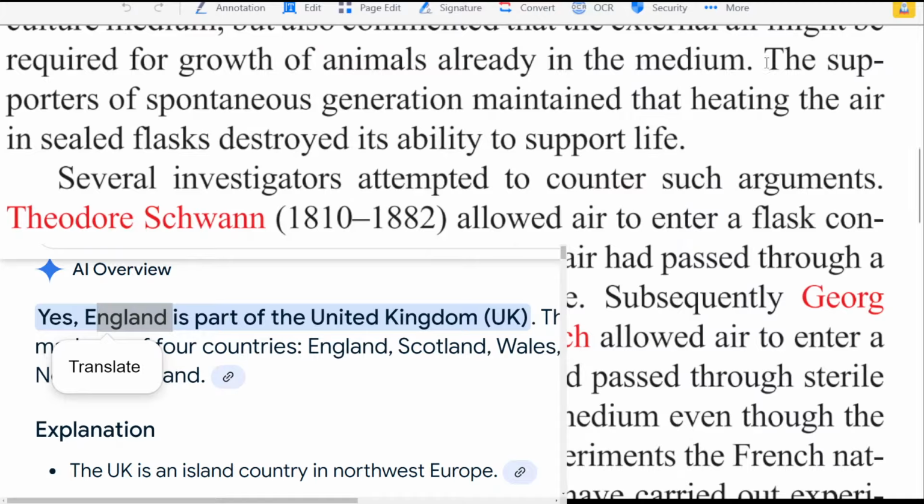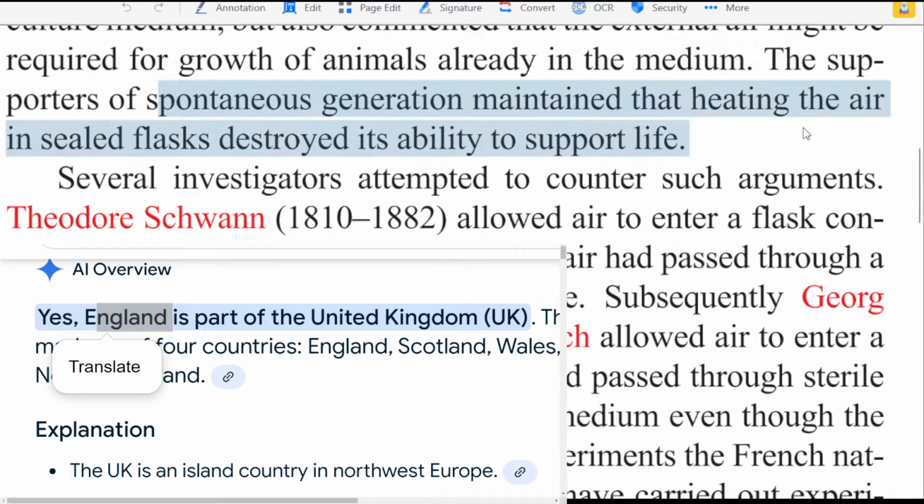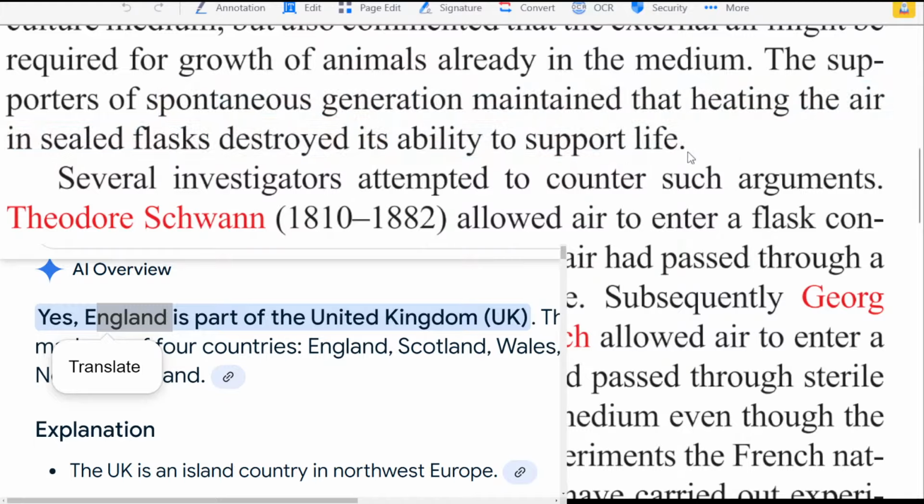Because microorganisms are present everywhere, whether you seal it or you don't seal it, even if you seal it, they are already in there. So the supporters of spontaneous generation maintain that heating the air in the sealed flask destroyed its ability to support life. Okay, they are still stuck.